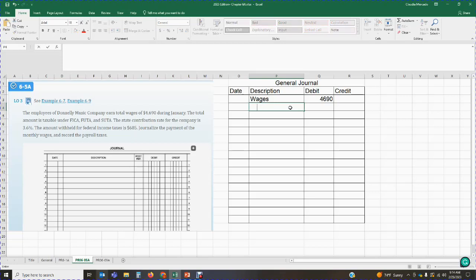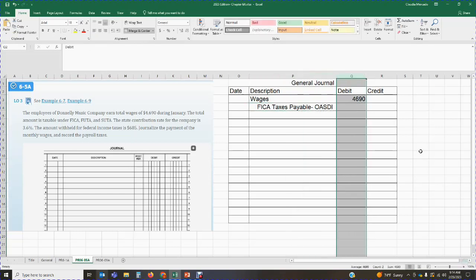they have to be indented a little bit, okay? FICA taxes payable, okay? And we have to categorize them because we want to keep the money separate for each tax, okay? Remember, when you're doing your journal entries, the debit always goes on top, the credits follow, okay?